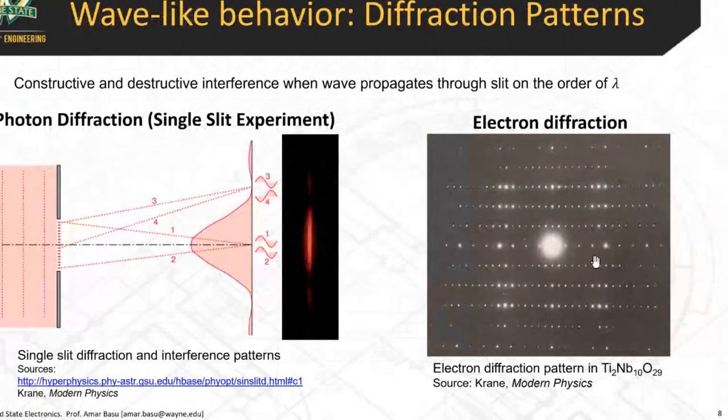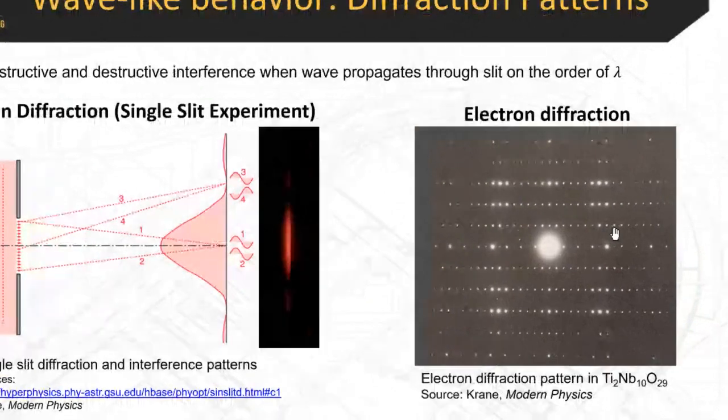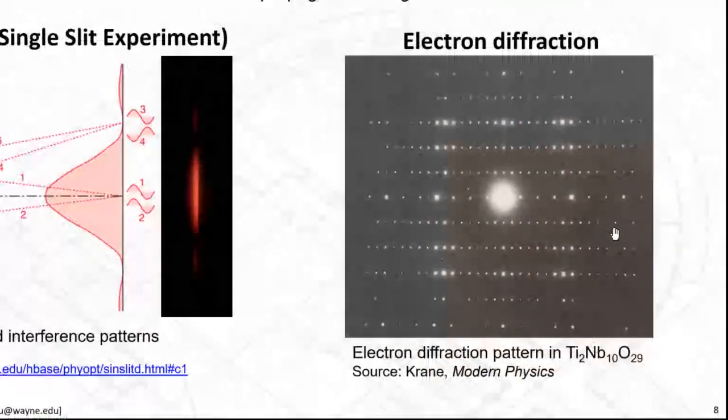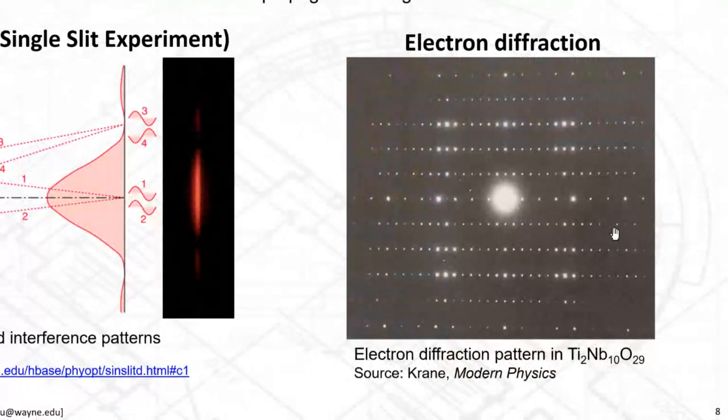There are also examples of electrons behaving as a wave. We're going to talk about in this chapter that electrons also have wave-like properties, but the wavelength is very, very, very small. And so you can do really cool stuff with electrons in terms of imaging and looking at crystal structures.